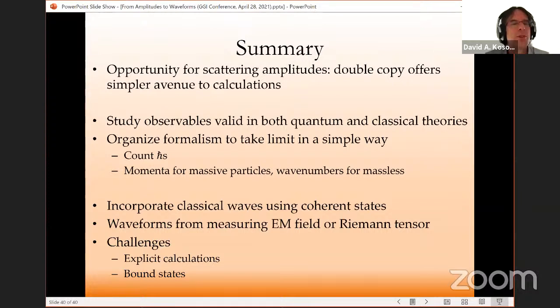So one needs to count the h bars and then use momenta from massive particles to classical waves into this picture using coherent states. One can also show, for example, that the outgoing radiation that's emitted also takes the form of a coherent state, at least to lowest order. And the waveforms emerge very directly from measuring the electromagnetic field in the QED case. Of course, there are lots of challenges. We're going to need explicit calculations and understanding how to transfer these ideas of waveforms to bound state calculations. Thank you.